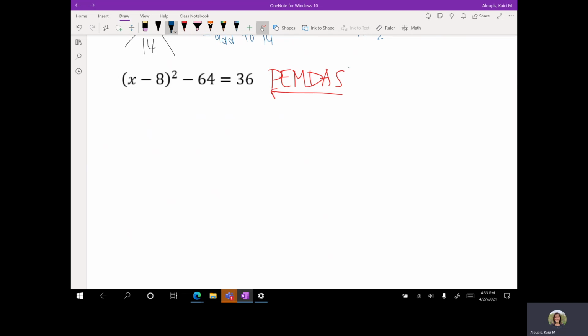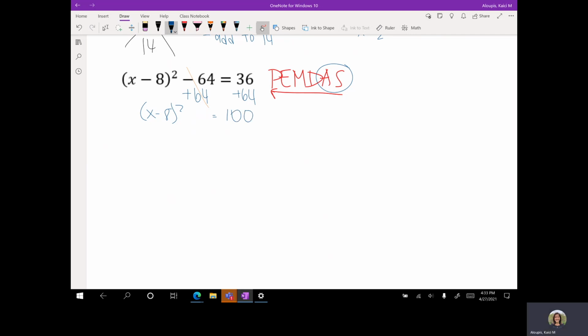So I'm going to ask, do I see any addition or subtraction that's not in the parentheses? Any addition or subtraction that I need to undo? There's my subtraction. I have this subtract that. To undo subtraction, we use addition. So I'm going to add 64 to both sides. This will undo the subtraction that's happening between here and here, and that will cancel out. So now we have x minus 8 squared is equal to 36 add 64, which is 100.